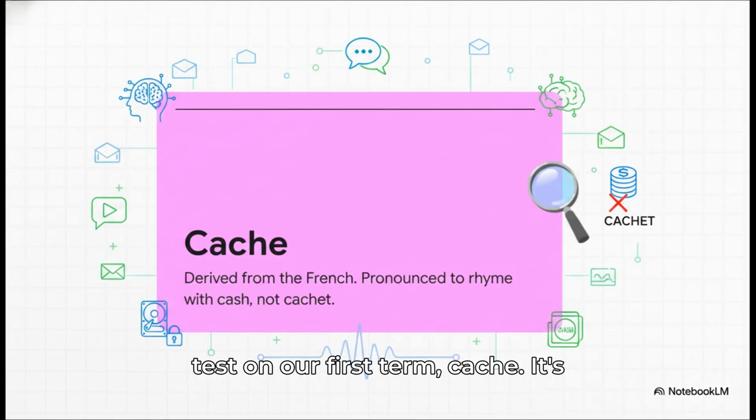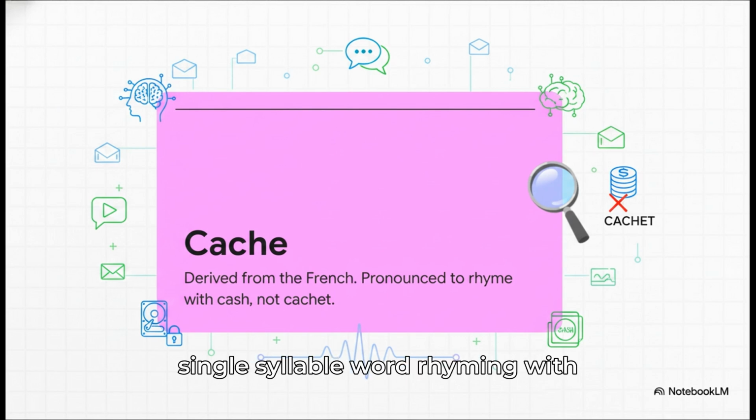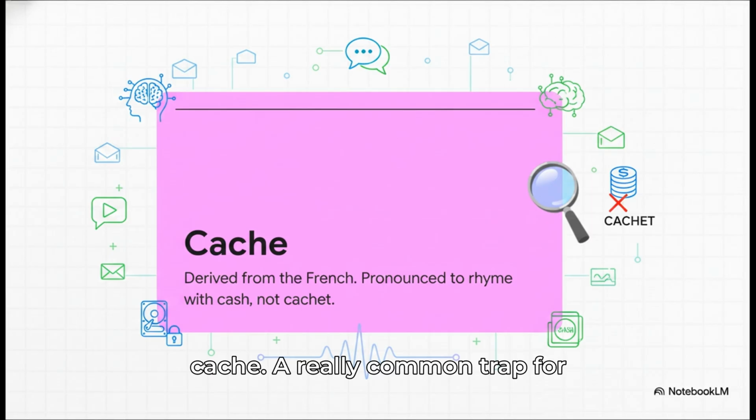Let's run a test on our first term, cache. It's derived from the French word meaning to hide, but the pronunciation is a super simple, single-syllable word rhyming with cash. A really common trap for non-native speakers is pronouncing it as the two-syllable cashay. So when you're discussing memory optimization, you just want to say cache.